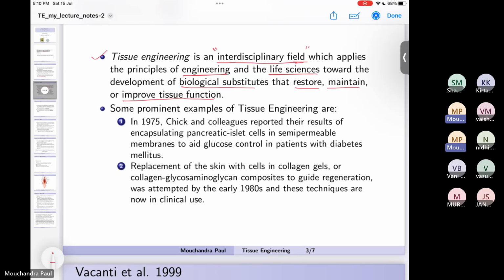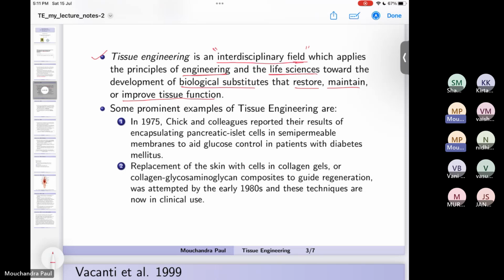Some prominent examples of tissue engineering were already there, like I have written. In 1975, there is a scientist called Chick and a few of his colleagues. They were able to encapsulate pancreatic islet cells, that is beta islet cells, in semi-permeable membranes. So we have already talked about it, right? Encapsulation of beta islet cells. So this helped in controlling the glucose level in patients with diabetes.